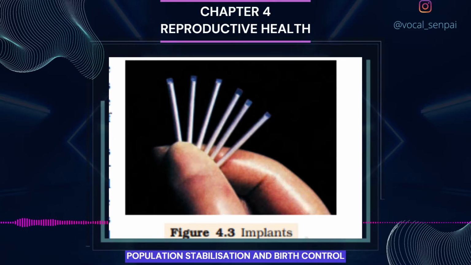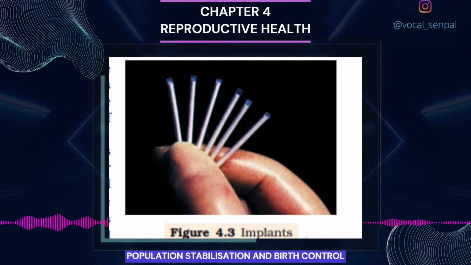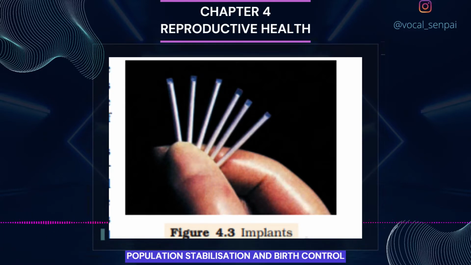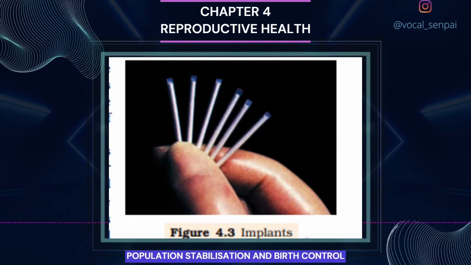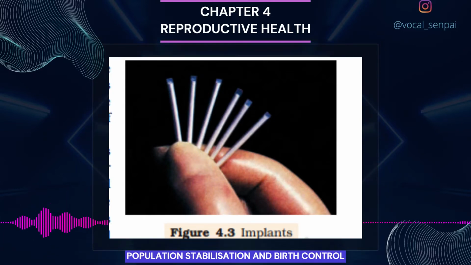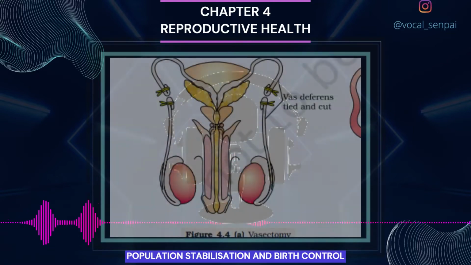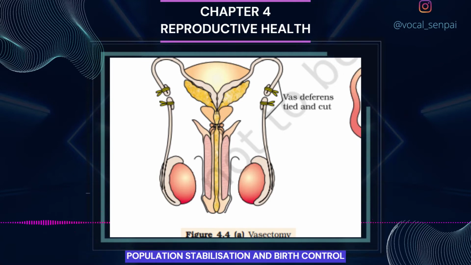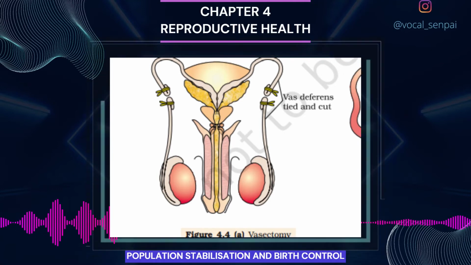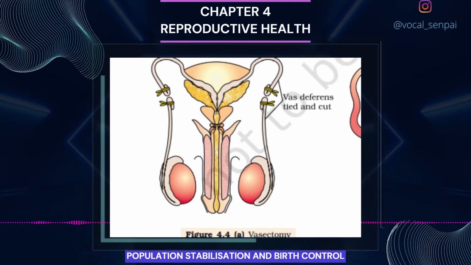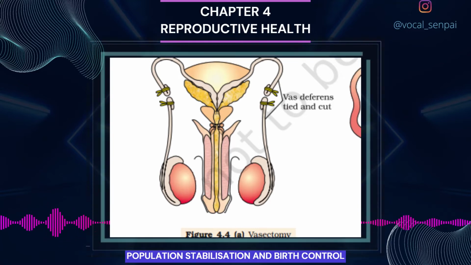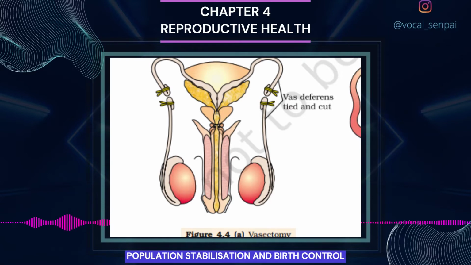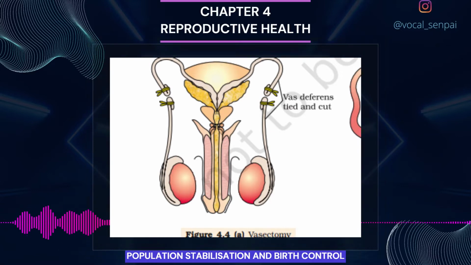IUDs increase phagocytosis of sperms within the uterus, and the Cu ions released suppress sperm motility and the fertilizing capacity of sperms. The hormone-releasing IUDs, in addition, make the uterus unsuitable for implantation and the cervix hostile to the sperms. IUDs are ideal contraceptives for the females who want to delay pregnancy and/or space children. It is one of the most widely accepted methods of contraception in India.